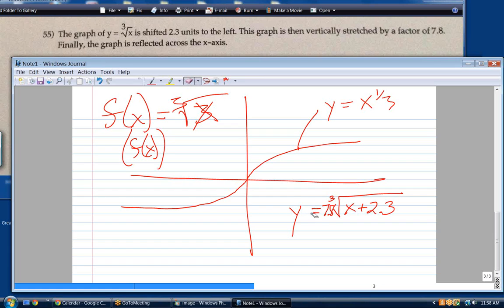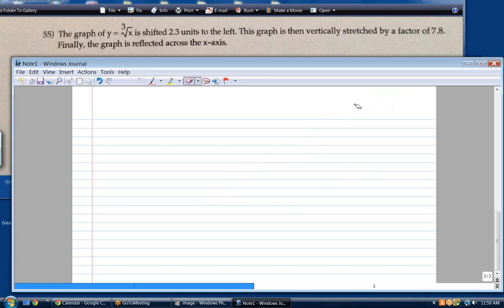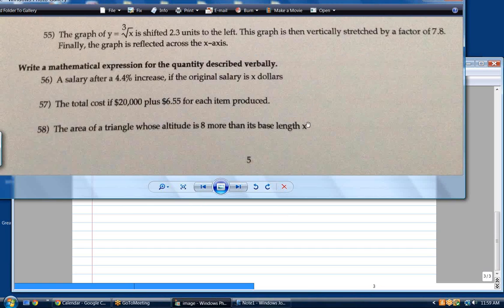Okay. And then to do a reflection across the x-axis, do you make the 7.8 a negative? Yes. In other words, when you're reflecting across the x-axis, the negative sign is outside the function. It's not f of negative x. If it's f of negative x, that's a reflection across the y-axis. Okay, so 55 is relatively easy. I'm sure of that answer. It's this horizontal stretch and shrink that's got me a little puzzled.